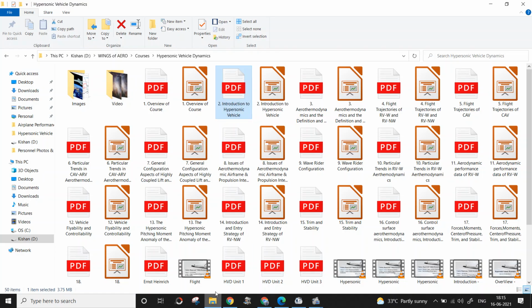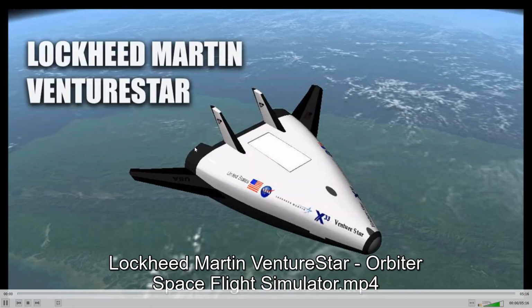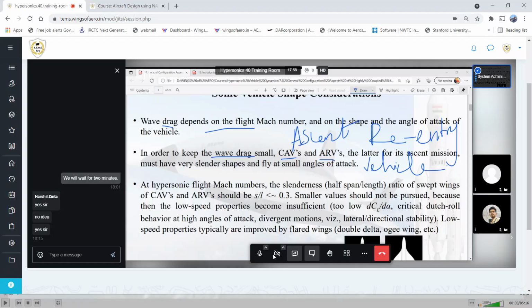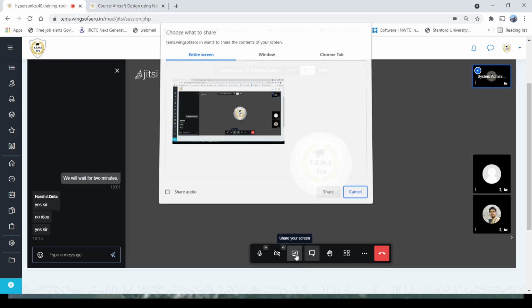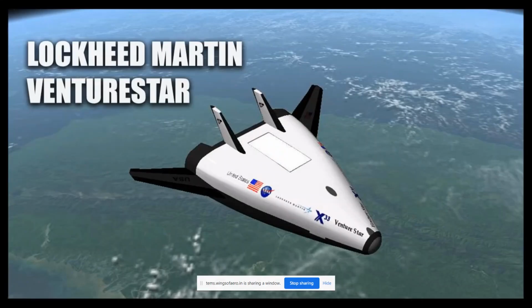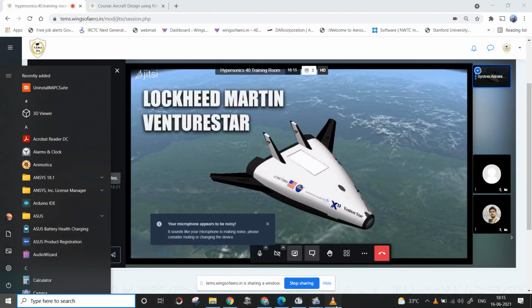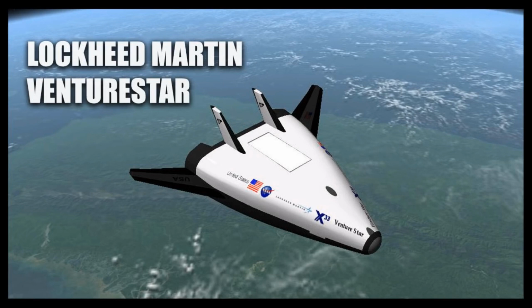So I will share one small video regarding the same, how the ARV will be working, because we have seen that ARV is the futuristic concept, right? Futuristic concept, and we have seen Lockheed Martin's Venture Star. There is a conceptual design going on with NASA's help. So that is called the Venture Star ARV vehicle. So along with this video, I will narrate what is happening in that conceptual design. So on the screen, you are seeing the Venture Star, which is single stage to orbit.